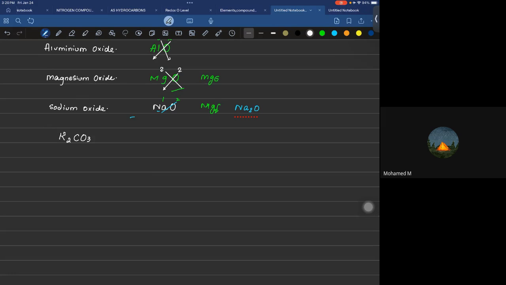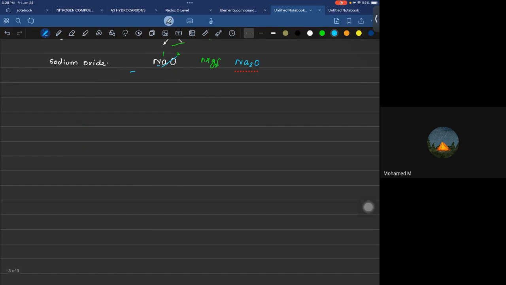This is your potassium carbonate, in which you can see the compound ion. So you must know about this. Let's suppose generally you would see frequently this is called sulfate, that is SO4 2 minus.